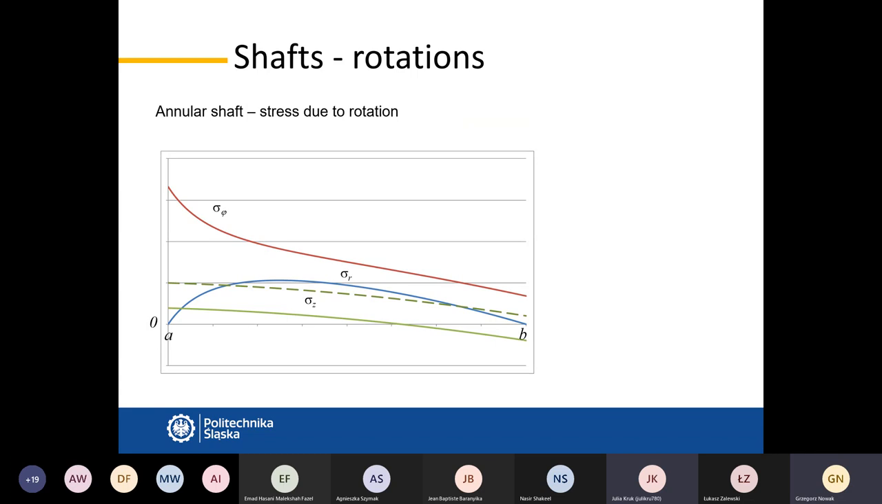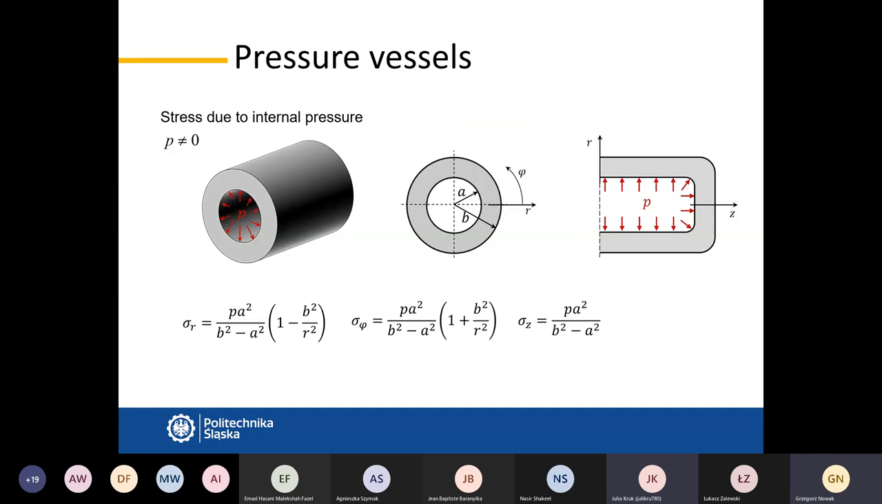Okay, and one more topic: pressure vessels. Again, we are still within the same area of objects, but now instead of rotations, we can have a pressure exerted here.